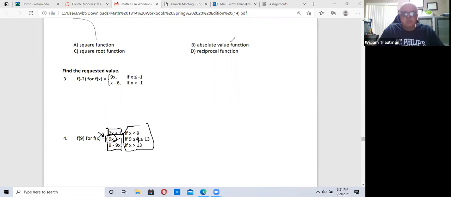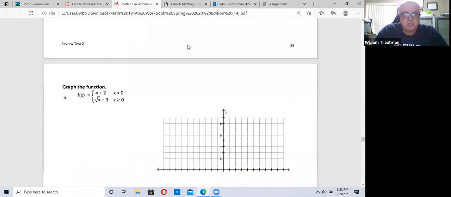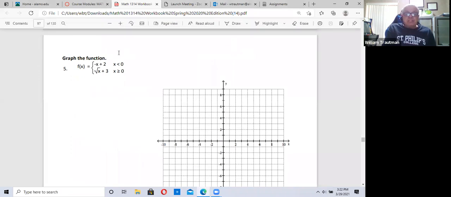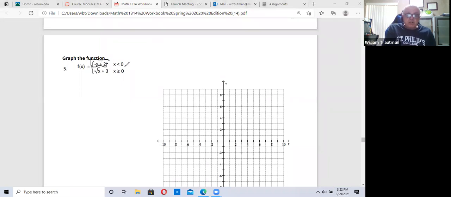Stop me if you have any questions. And don't forget, the test is multiple choice. Okay, graph the piecewise function. You're not going to have to graph it, but there will be 4 graphs, and you have to pick the correct one. So it says x is less than 0 here, then use this function. Greater than 0, use this function.